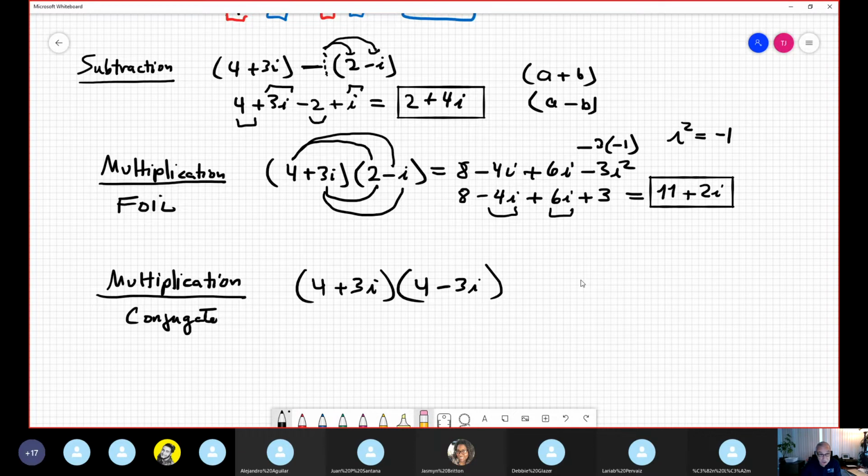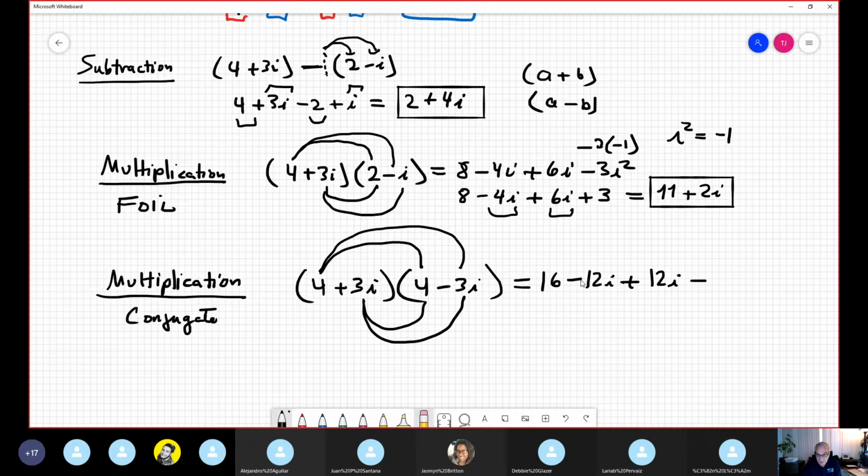The regular procedure is FOIL. I FOIL again. 4 times 4 is 16. 4 times minus 3i is minus 12i. 3i times 4 is positive 12i. And finally, negative 9, because 3 times 3 is 9, negative 9i squared. Okay, surprise number 1, it always happens: the imaginary part is cancelled. Therefore, when you multiply two complex numbers and they are conjugates, the answer is always real. We have no i anymore.